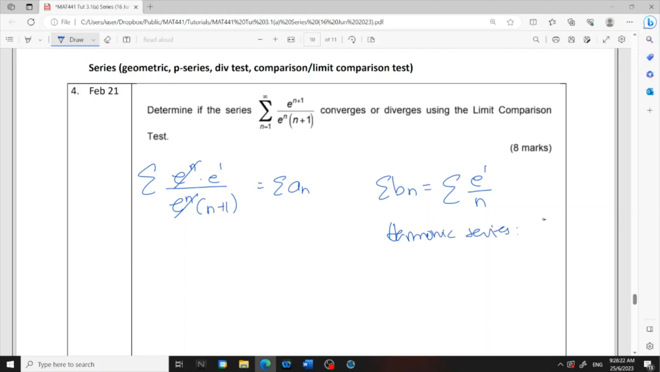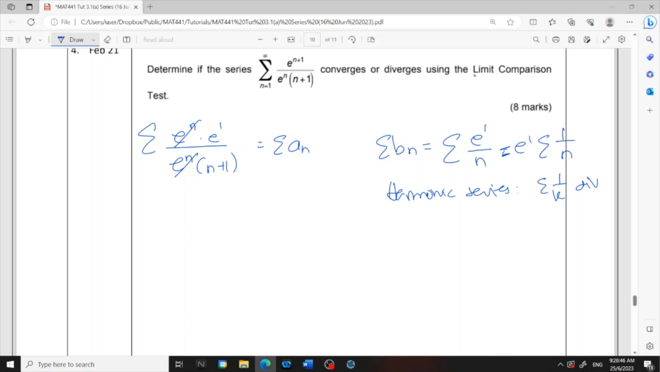Okay, the harmonic series 1 over k, it diverges. So this is the harmonic series. The exponent 1 we can just write like this, 1 over n. It is only a coefficient. So we compare with exponent 1 times 1 over n, which is a harmonic series and diverges.